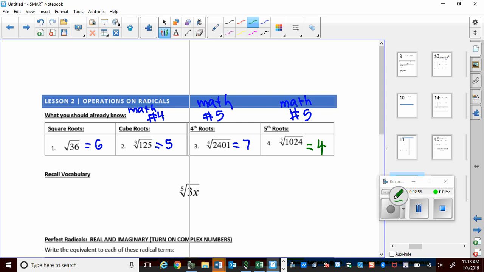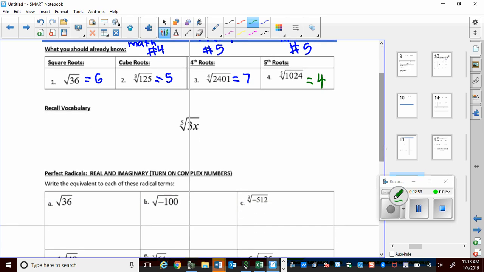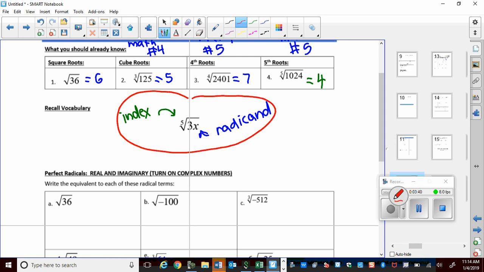Now, the parts of a radical, they have specific parts. So this number that I refer to is called an exponent. No, sorry, thinking about powers. This is an index. That number, the 5, is an index. Now, inside of the radical, we have something called the radicand. The number inside is called a radicand. And this whole thing is called a radical. The whole thing is the radical itself.